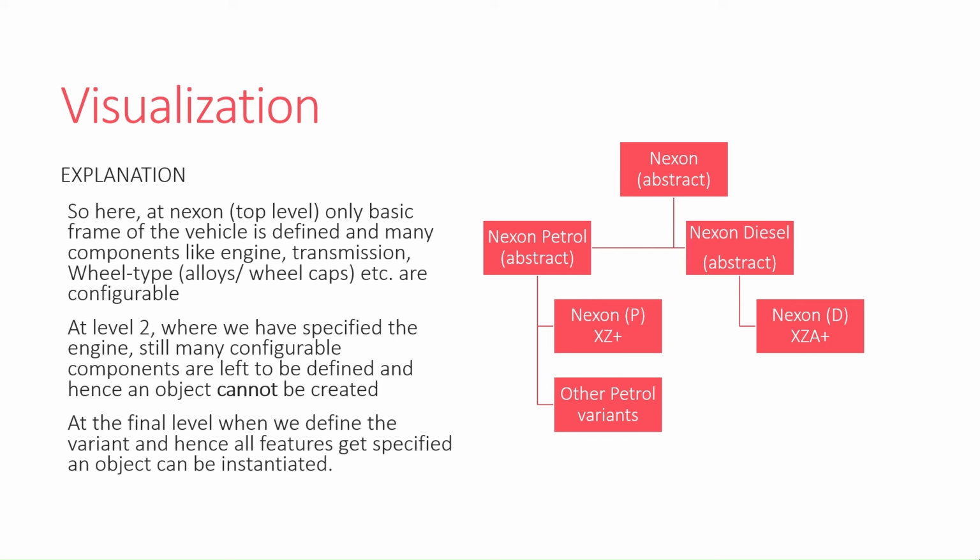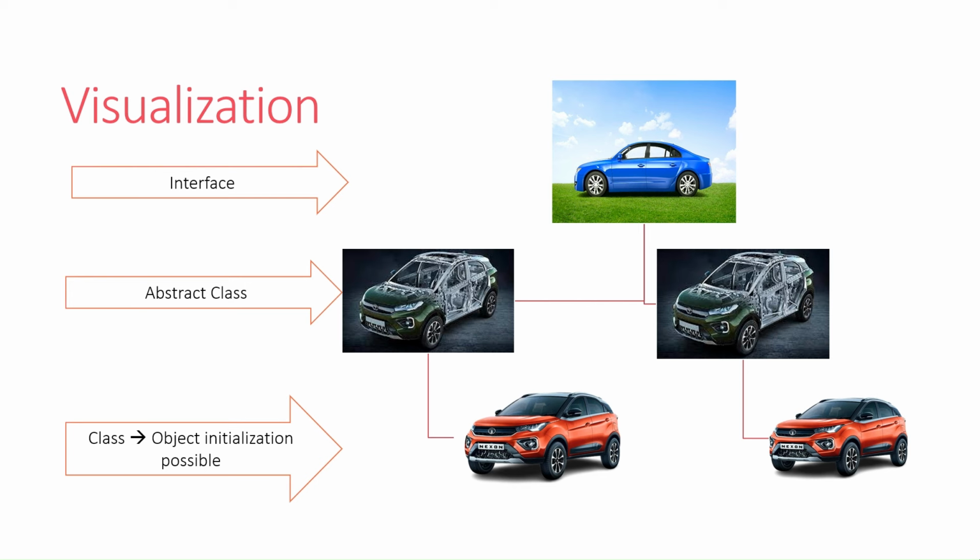Now, when we define even the variant, it forms Nexon Petrol XZ Plus. This is a variant that is complete with all its components, and an instance of this variant can be created, and hence this is a complete class. Now let's take a look at the full picture, where we see LMV as a category, an interface which is totally abstract. Then at the second level we define individual cars' basic structure as an abstract class, and finally, coming down the line, we define every component of the car, and then it forms a complete class whose object can be initialized.